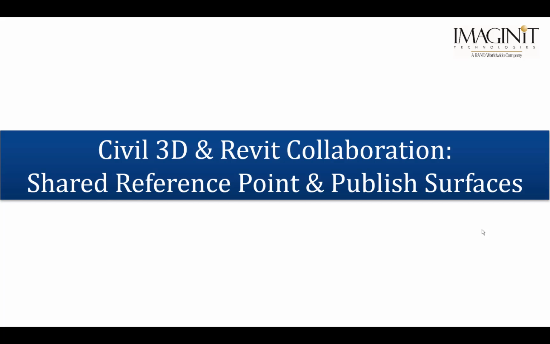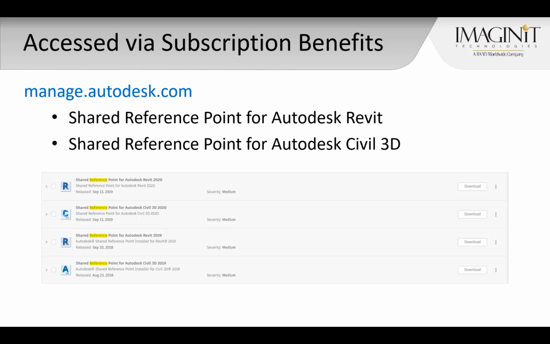In this video tech tip, I'll be going over the collaborative workflow process for sharing reference points and publishing surfaces between Civil 3D and Revit. The shared reference point utilities are available to subscription customers and can be found by logging in to manage.autodesk.com. This utility is available for the 2019 and 2020 versions of Civil 3D and Revit.